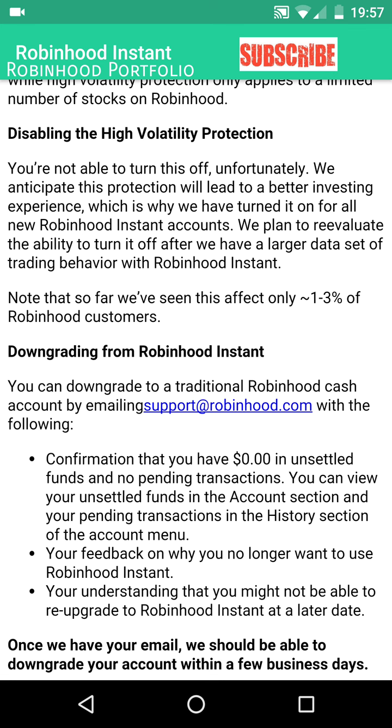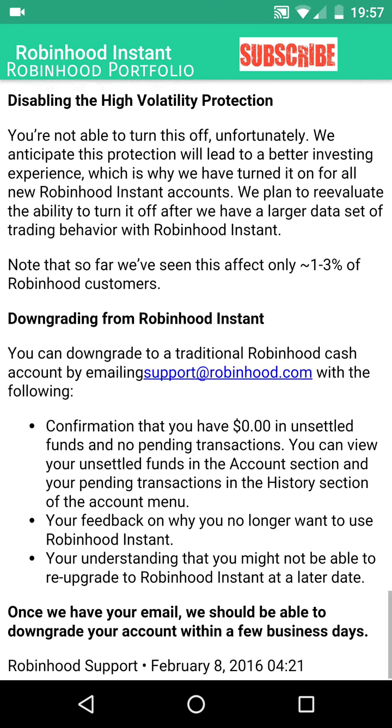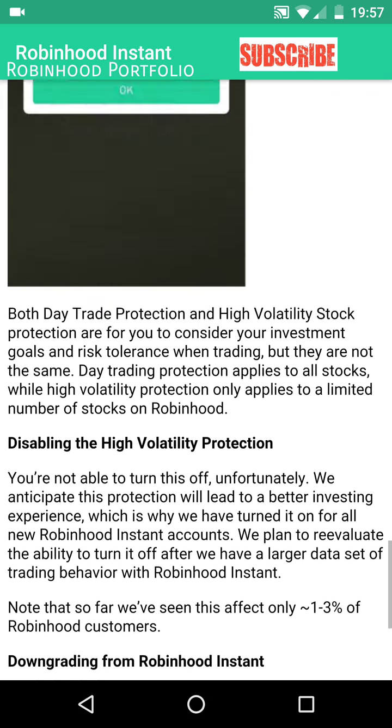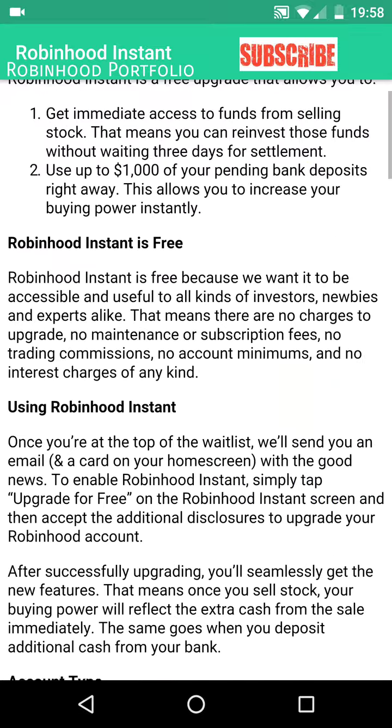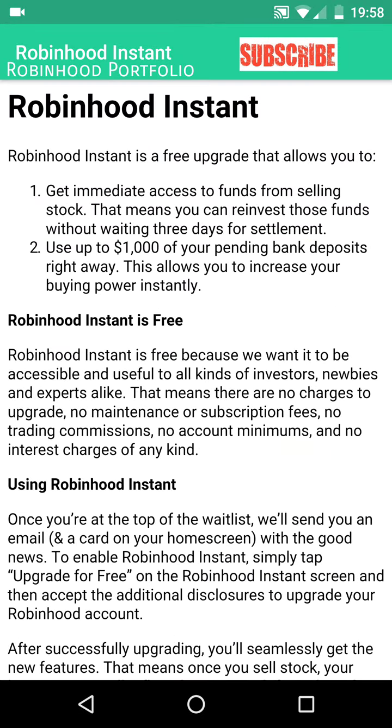But again, I think the advantages of having an Instant account far outweigh any advantages you would be having with not being burdened with the likelihood or risk of being labeled as a pattern day trader. But that's my opinion. Let me know what you guys think about that. But there is definitely a way to get around the pattern day rules. You simply downgrade your Robinhood Instant account to a normal Robinhood account, or just a Robinhood free account.